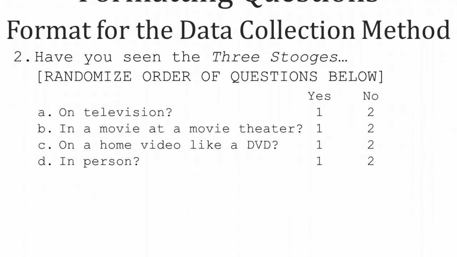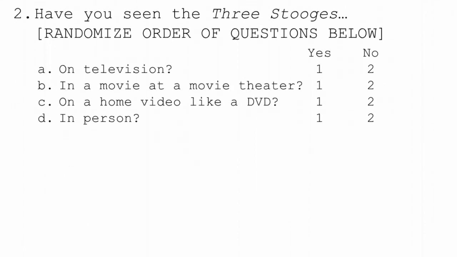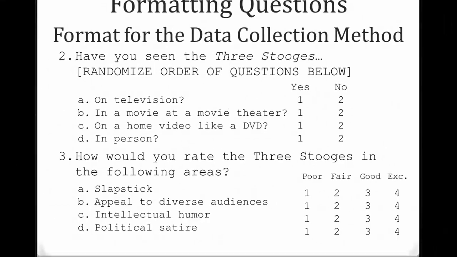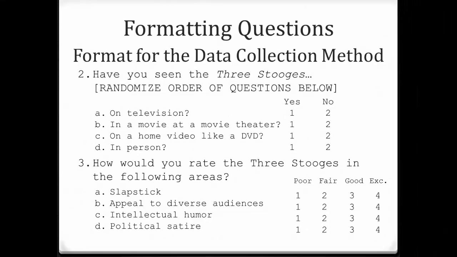In fact, they're often used for rating scale questions. Say you wanted to follow up this question with an assessment of the Three Stooges' strengths and weaknesses. You could have a series of statements, asking respondents to answer each statement as excellent, good, fair, or poor. In this case, you could format it like question 2, but with more than the yes-no responses. So rather than having 4 dichotomous questions, as in question 2, you have 4 multiple response questions in question 3, set up in a matrix format.